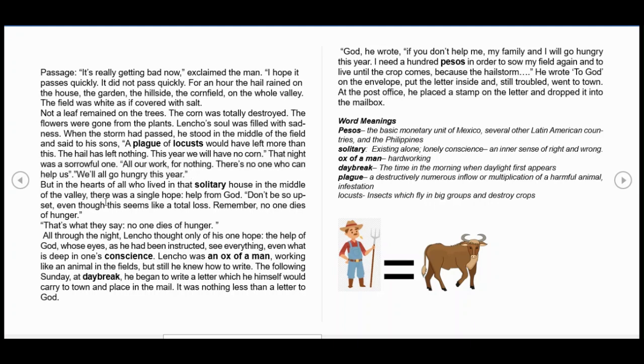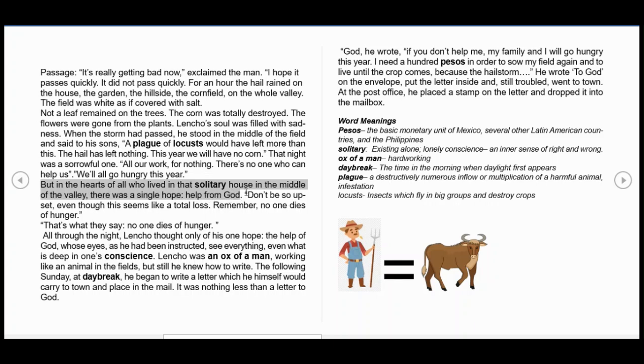But in the hearts of all who lived in the solitary house in the middle of the valley, there was a single hope, help from God. Although this house is lonely on the top of the hill in the middle of the valley, whoever lives in this house, they have a single hope that they'll receive some help from God.